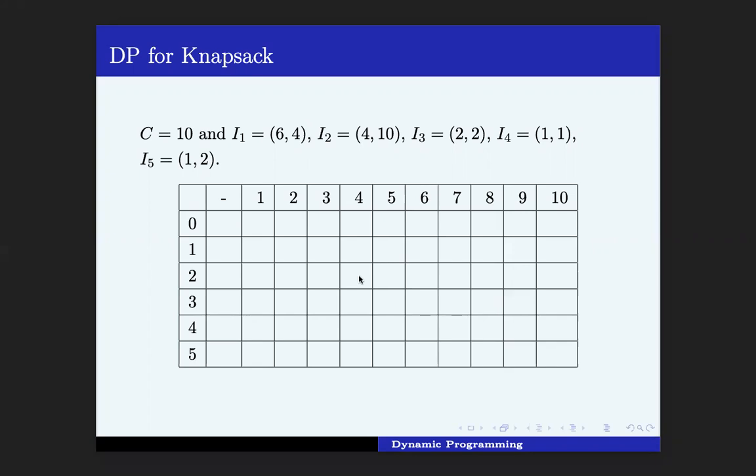Sir, in recursion we are going from top to down, right? Means from n comma c to n minus 1 comma c. But here we are going from down to up. Yes, you have to do it from down to up, so that's why we are able to store it. Whenever we require, I have all the previous things already calculated.